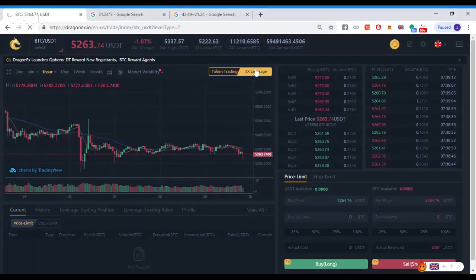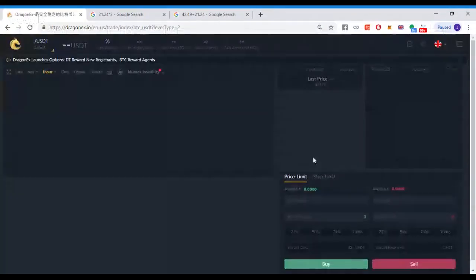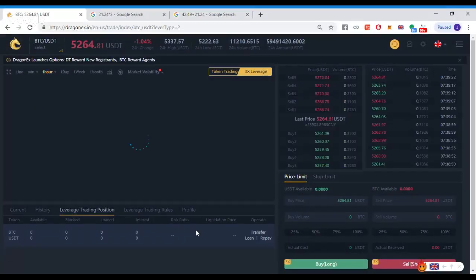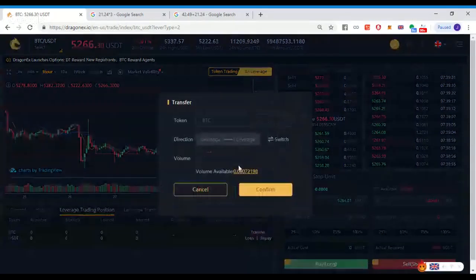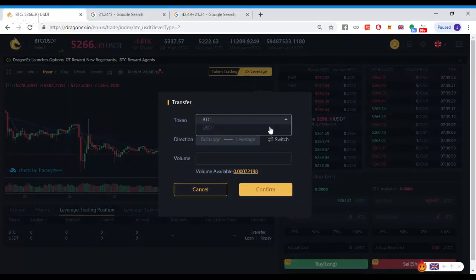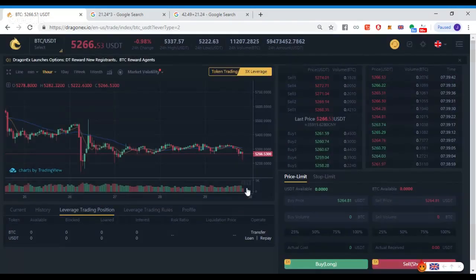So if we want to go to 3x leverage and we want to leverage it versus BTC, we come over to BTC, leverage trading position, transfer. Once again, we're transferring USDT in this example from exchange to leverage, $21, confirm. And we now have our $21 to long, or we can loan ourselves the BTC leverage and short the position.